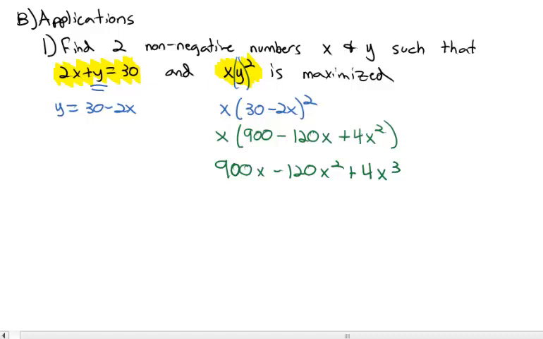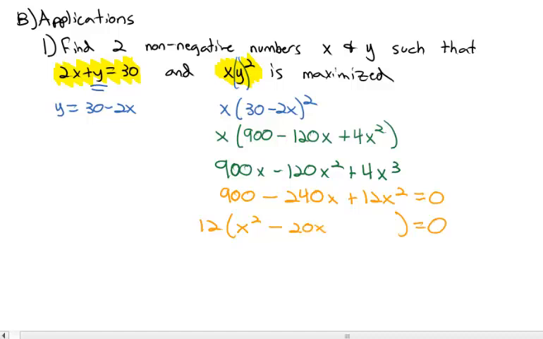And if we want to maximize this function, we need to take the derivative and set it equal to 0. The derivative is 900 minus 240x plus 12x squared. We make it equal to 0. Factoring out a GCF of 12, also I'm going to rearrange the terms so that the x squared's in front. So 12 out of there is x squared minus 20x plus 75.